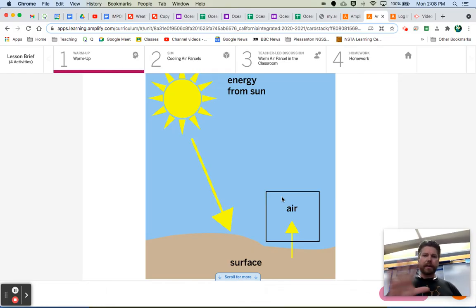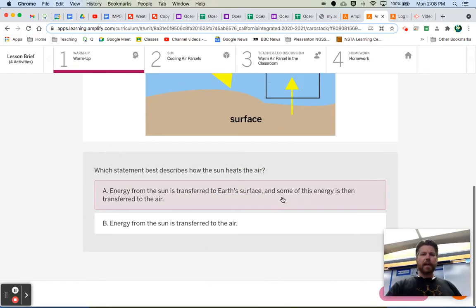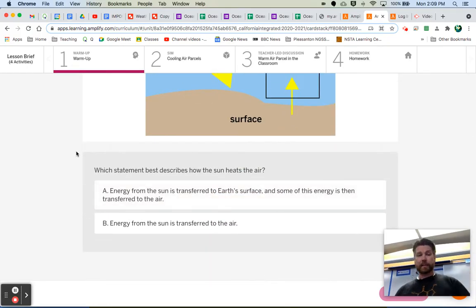Okay, so I see what's going on here, kind of getting that picture. And we have to come up with an answer to this statement. Which statement best describes how the sun heats the air? Is it A, energy from the sun is transferred to Earth's surface and some of this energy is then transferred to the air? Or B, energy from the sun is transferred to the air? Okay, let me remember. So A is saying the sun heats the surface and then the surface heats the air. B is saying, nope, the sun heats up the air directly.